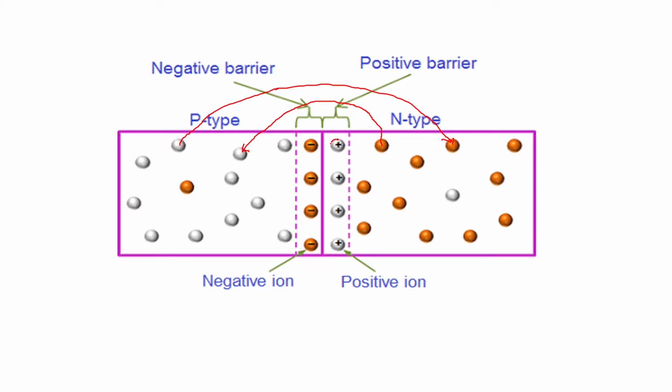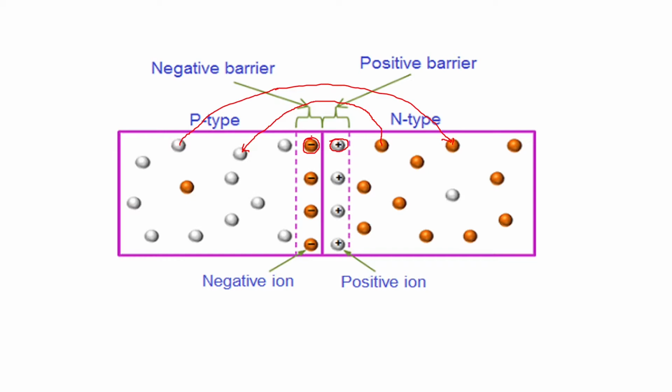So the positive ion is shown here. Similarly, when a hole goes to the n-type region, the absent place of the hole is taken as a negative ion, and that is also immobile. This can be explained in another way also.